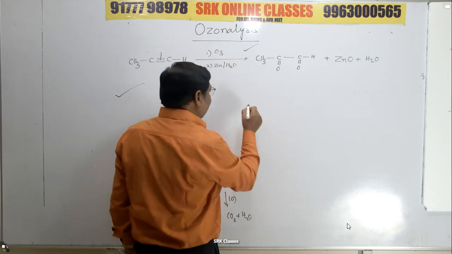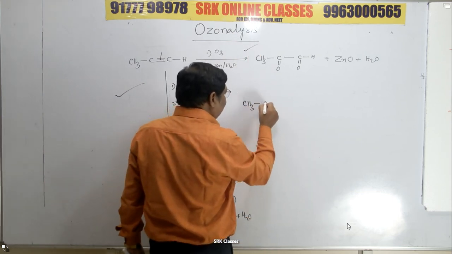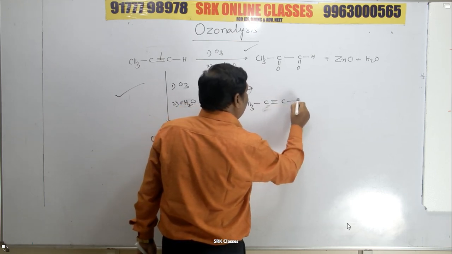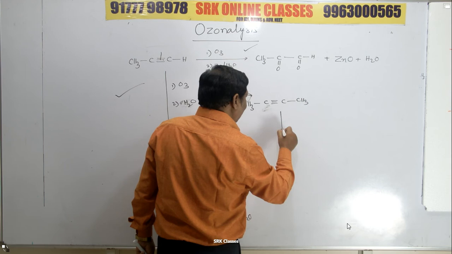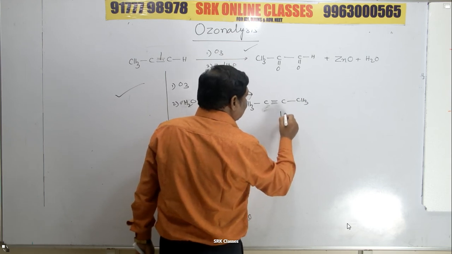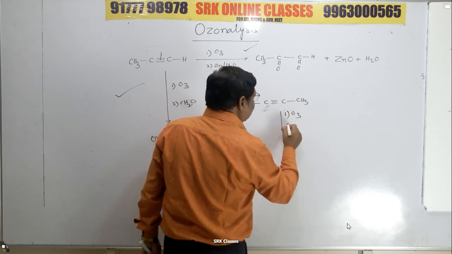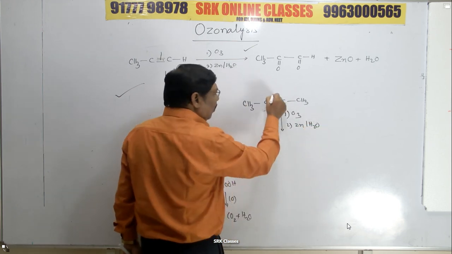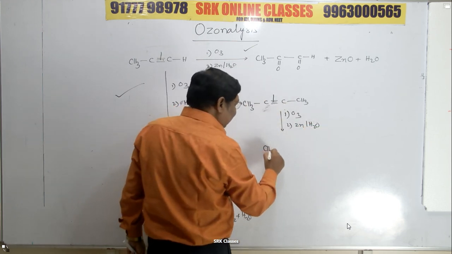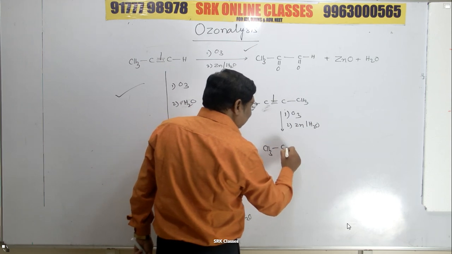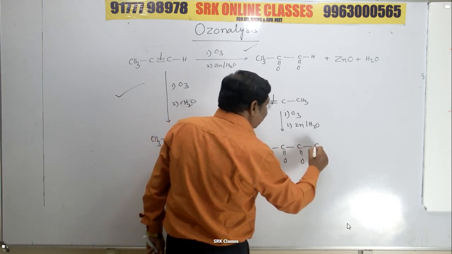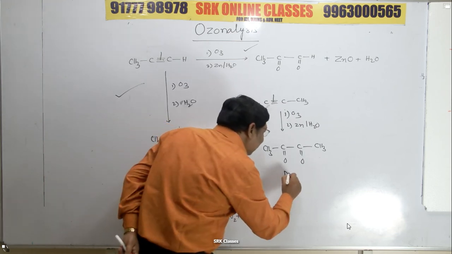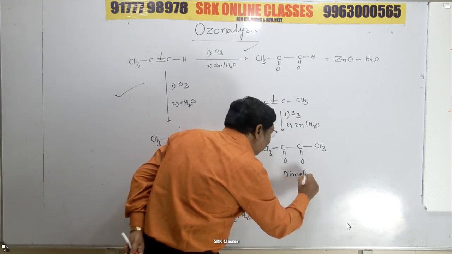In the same manner, I am taking another example: CH3, C triple bond C, CH3, 2-butyne. What is the ozonolysis here? Ozone plus zinc and H2O. What is the product formed? Cleaving the triple bond, you get CH3, C double bond O, C double bond O, CH3, and this is called dimethyl glyoxal.